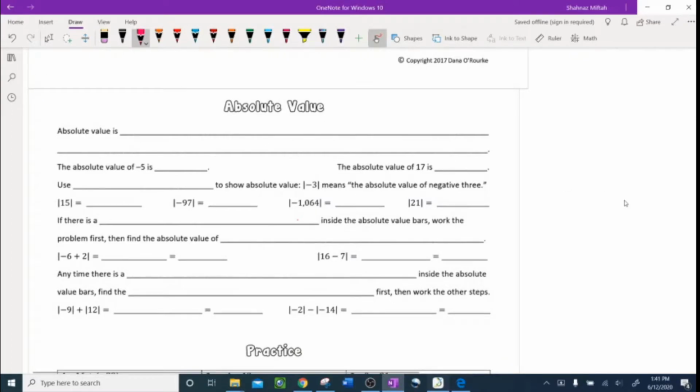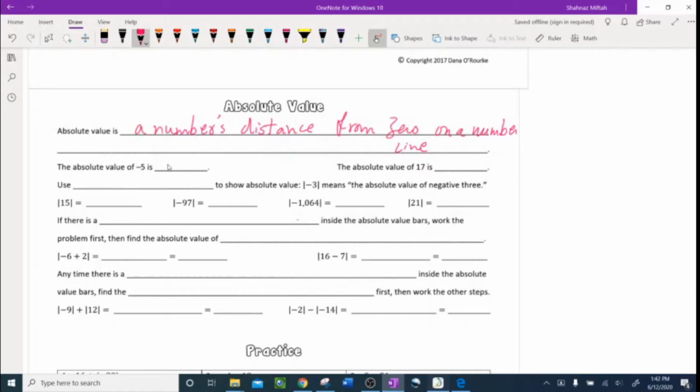Let's talk about absolute values. What are absolute values? Absolute value is a number's distance from 0 on a number line.